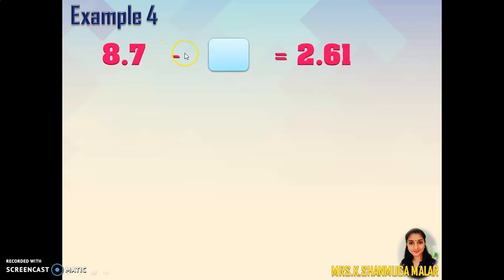8.7 minus unknown 2.61. So for this question, teacher placed P as the unknown. Now, in this question, the unknown was in the second place. So we can't move this number. We must move this unknown over here and this number over here.